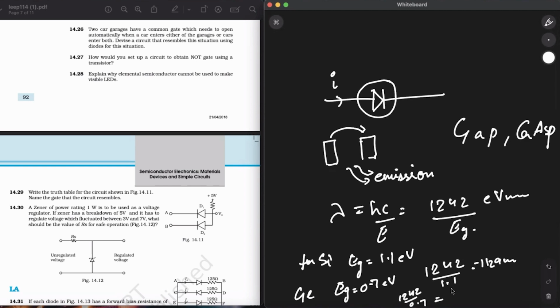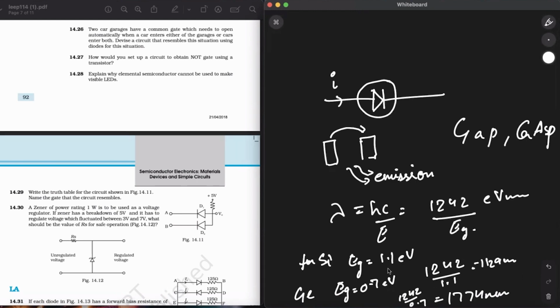So it will be what? 1774 nanometers. So when the elemental semiconductor is used, the band gap is such that the emission will be in the infrared region and not in the visible region. So that is the main reason that it cannot emit light.